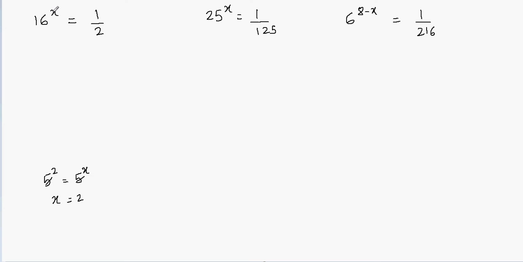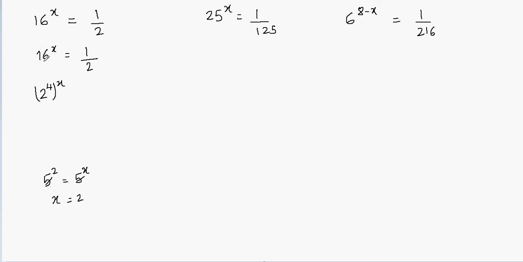So here I have 16 to the power x is equal to 1/2. How do I write 16 in terms of 2? I can write 16 as 2 to the power 4, and then I have x with it. Or I can write 16 as 2 to the power 4, the whole raised to the power x. Did I change anything? No.